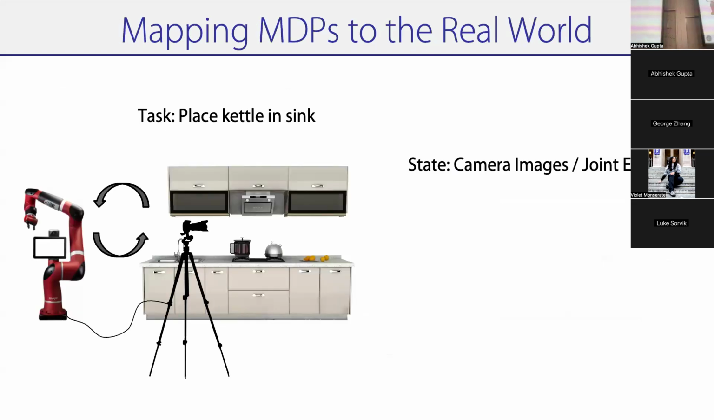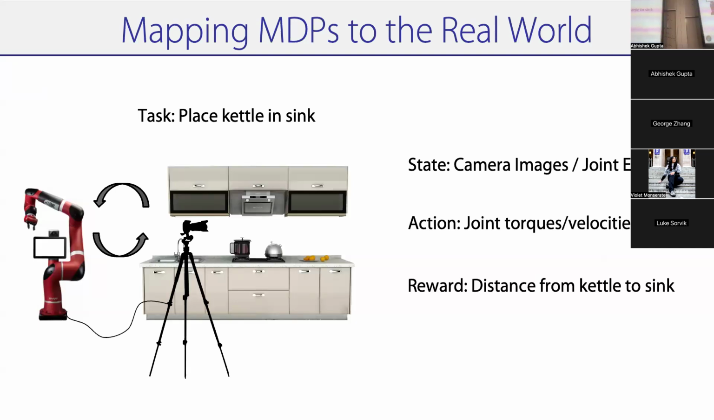Okay, let's go from the MDP. We can instantiate this for a kitchen. So for instance, in the kitchen, your state is going to be things like your camera images and your joint encoders. Your actions will be things like your joint torques or joint velocities on your arm. Your reward might be related to trying to put the kettle into the sink: how far is the kettle from the sink? And then your transition dynamics here are just the physics of the world, right? Like how does your robot transition? How does it make contact with objects? It's unknown, but you can get samples from it.